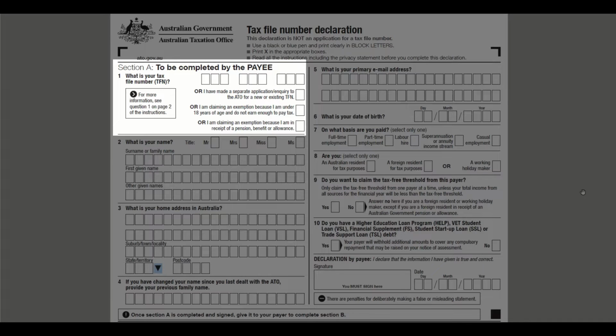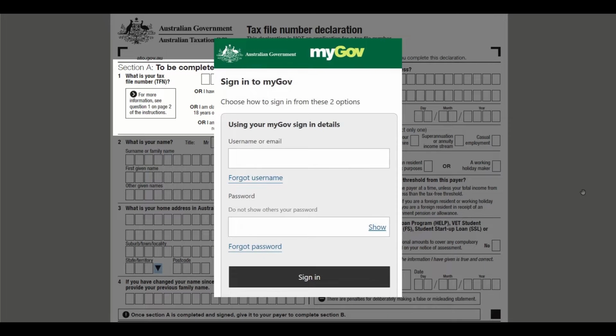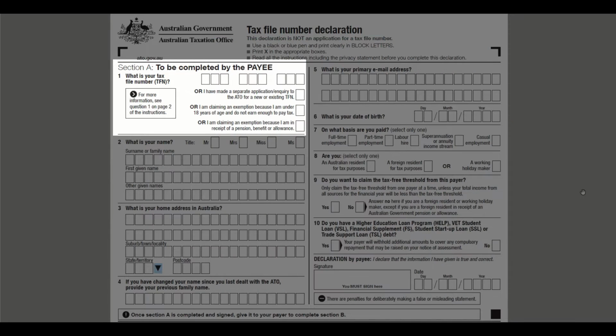Question 1 asks for your tax file number or TFN, which is a 9-digit number that you can apply for with the ATO online if you haven't got one already. If you do have one, you can find your TFN by logging onto your MyGov account and going to the ATO section and looking at your most recent tax return lodged, or any other correspondence from the ATO.